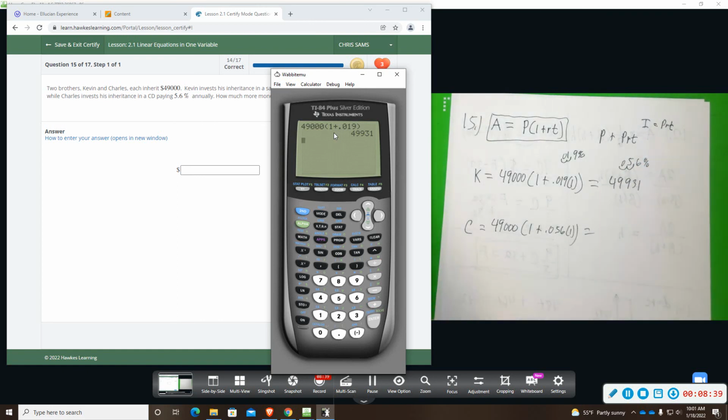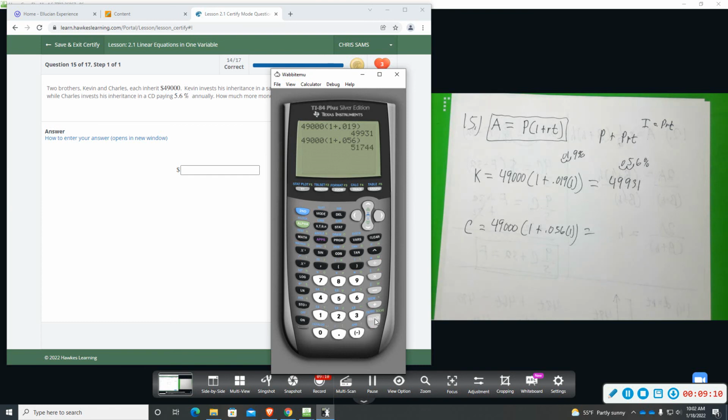All right, and then there's a shortcut that can recall all this information, so I don't have to retype it. If you hit second and then the enter button, it recalls the last thing you typed in. So all I'm going to do is go back and type over the interest rate because the problem is the same except for the 0.056. I'm going to type 5.6. And it saves me a little bit of time. I'm going to hit enter.